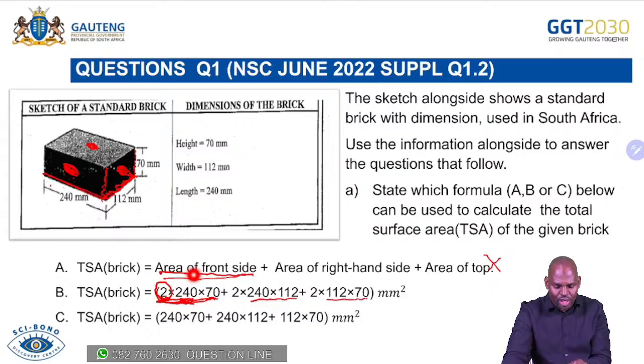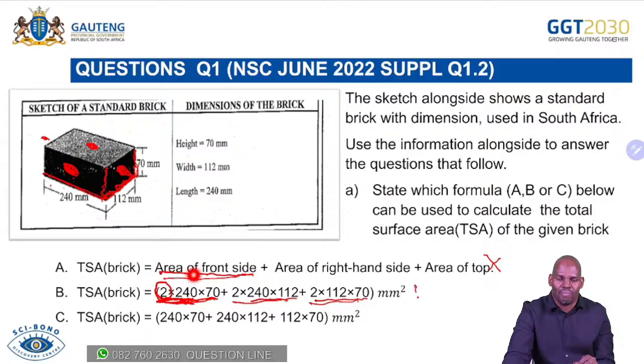Okay, and then the next one is 112 multiplied by 70. So it's this side multiplied by the height. So in other words, it's this side plus the other side. So there's 2 of them. But in the end, you've got 2 here, you've got 2 here, and you've got 2 there. So you've got 6. Right? So let's check. So this looks correct.